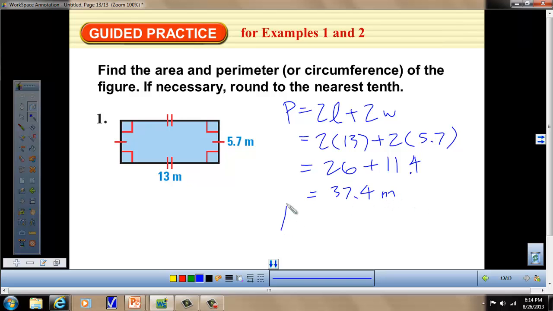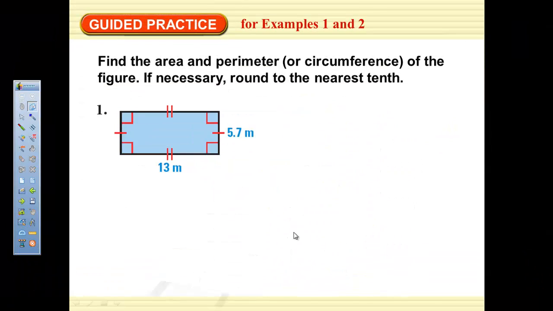And then if we're doing area, that's going to be length times width. And I know I'm going to need my calculator for this. We get 13 times 5.7. I'm going to punch that in. And we get 74.1. Remember, this time it's square units, so it's square meters. So there's the answer there.